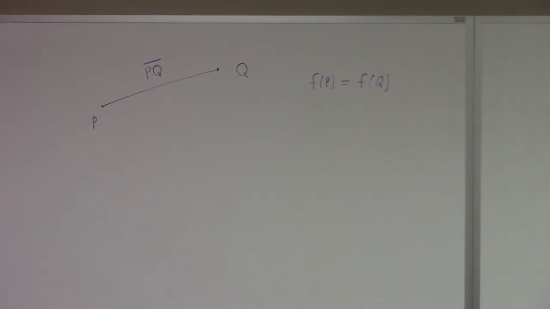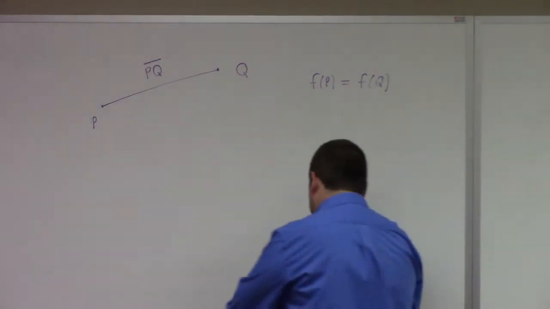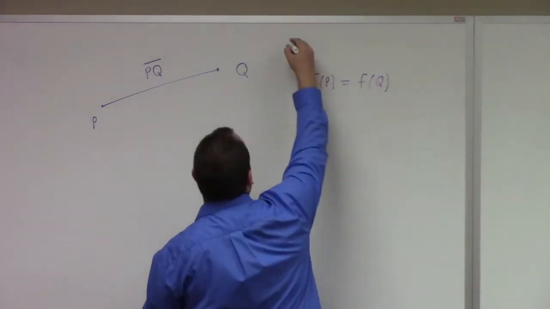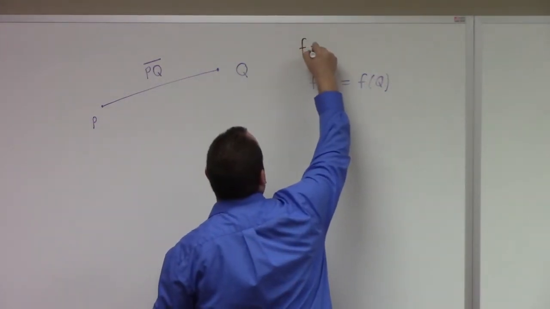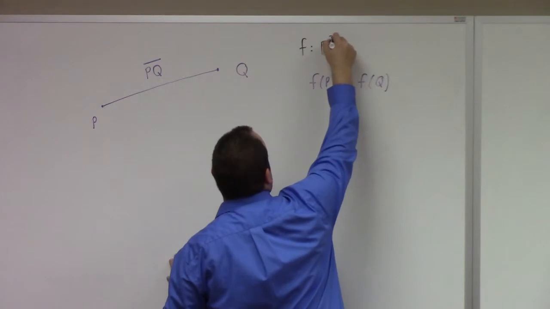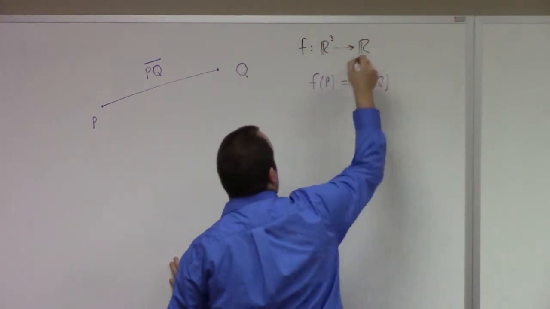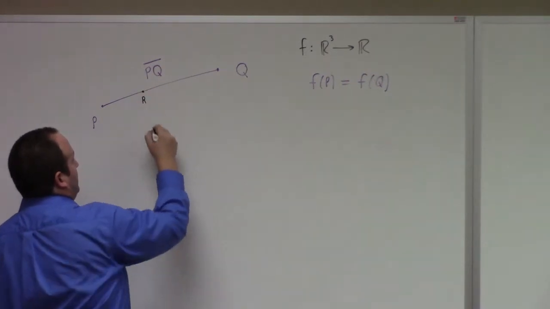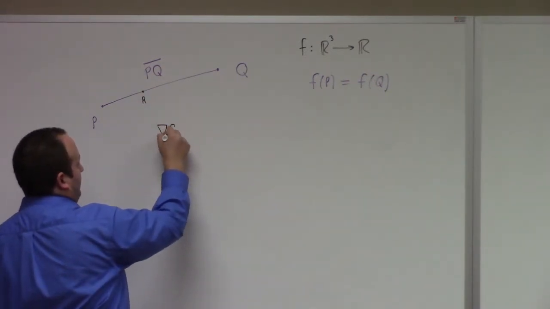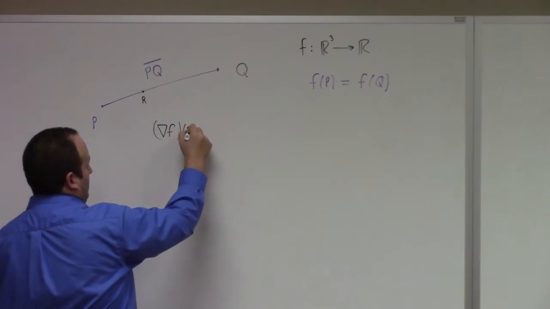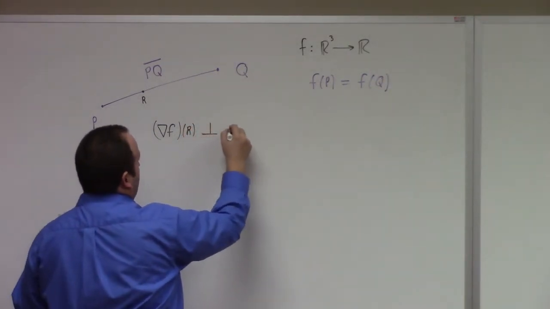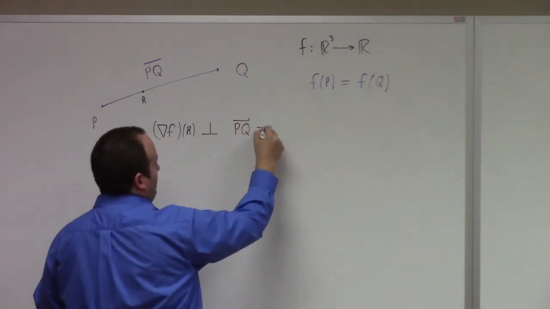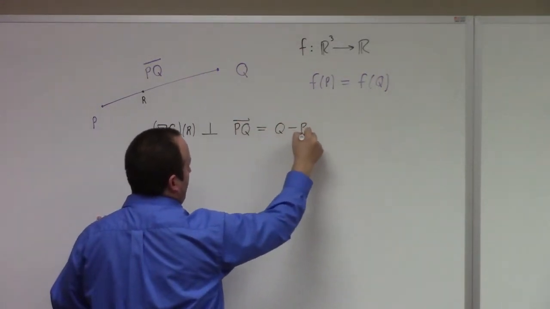What do you guys want? Let's do R^3. But I think the argument, we should be able to do it for R^n. So your f is a function from R^3 to R. And you're supposed to show that there exists some point in between here, say R, such that the gradient of f at the point R is perpendicular to the PQ vector, right? Which you could write as what? That's Q minus P, right?